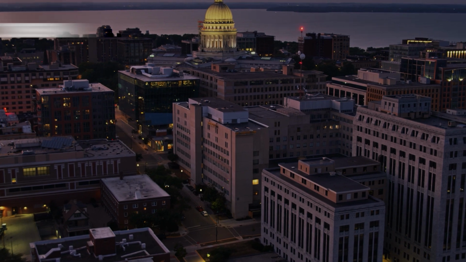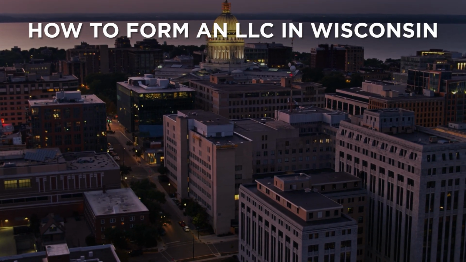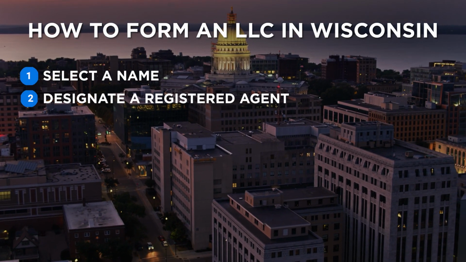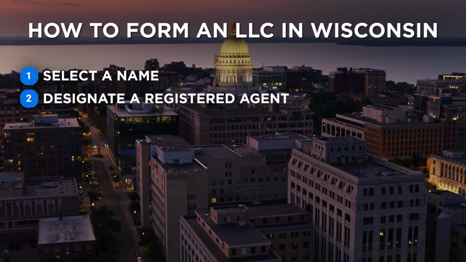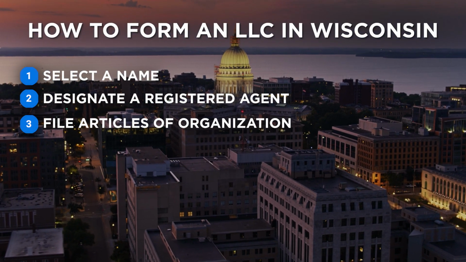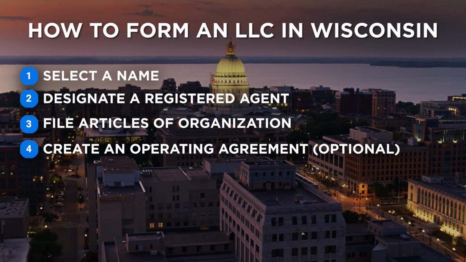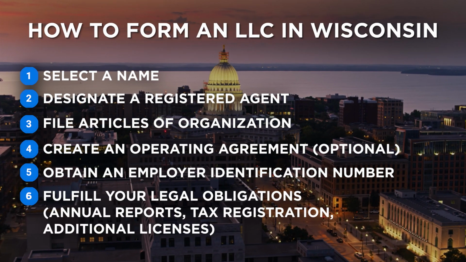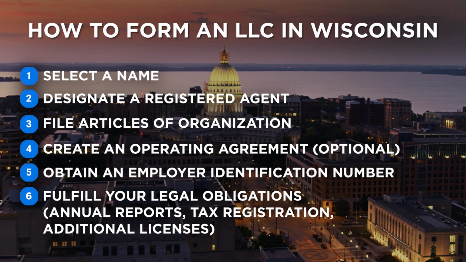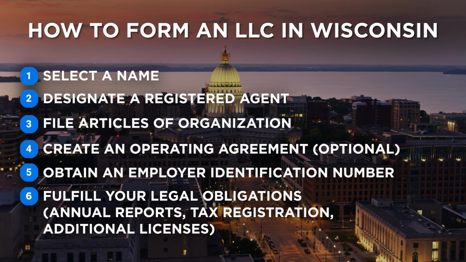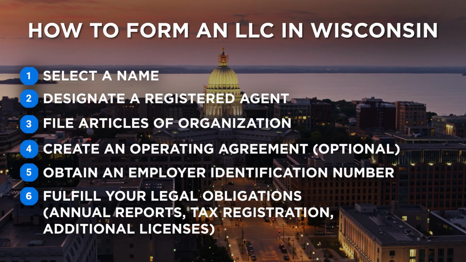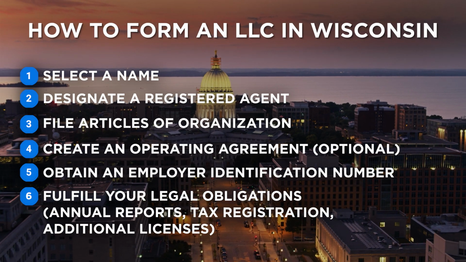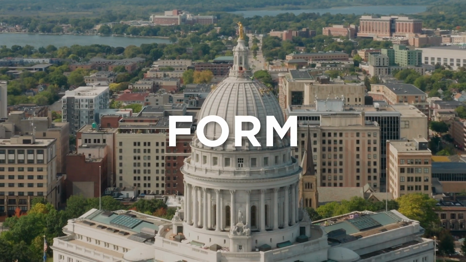So, to sum it up, how to form an LLC in Wisconsin. 1. Select a name. 2. Designate a registered agent. 3. File Articles of Organization. 4. Create an operating agreement. 5. Obtain an employer identification number. 6. Fulfill your legal obligations, particularly relating to annual reports, registering with the Department of Revenue, and applying for any additional licenses you may need. By following these steps, you can form an LLC in Wisconsin.